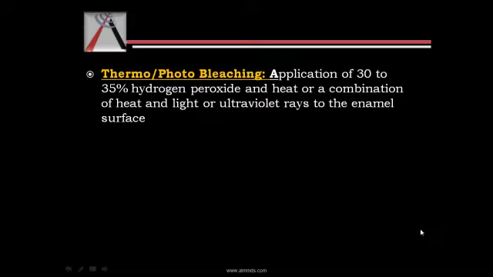Further, we can use heat or light application to enhance the process of bleaching, which is used as a catalyst. So application of 30 to 35% hydrogen peroxide and heat, or a combination of heat and light or ultraviolet rays, can be used for bleaching, and this is called thermo or photo bleaching.